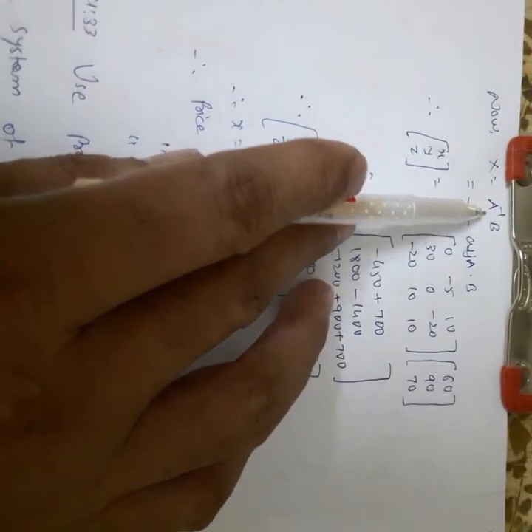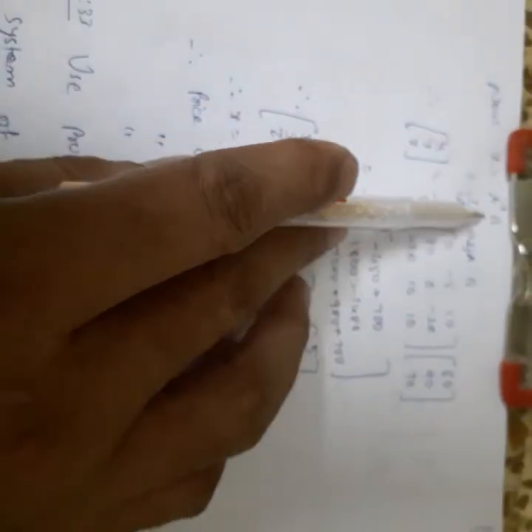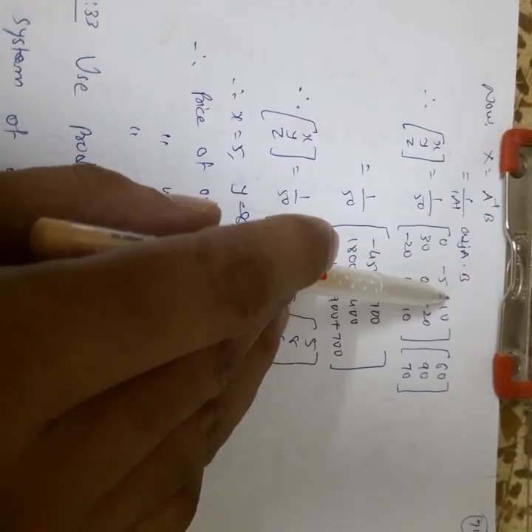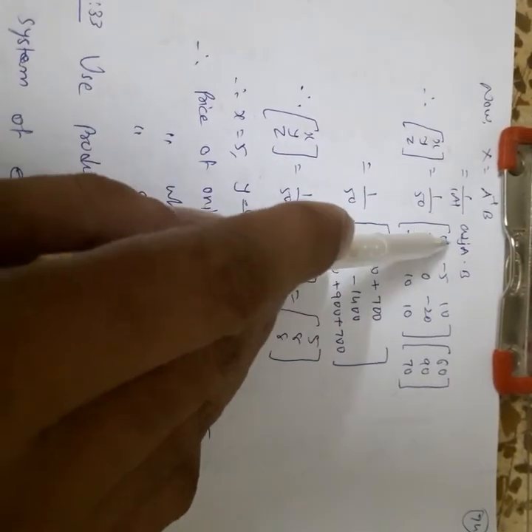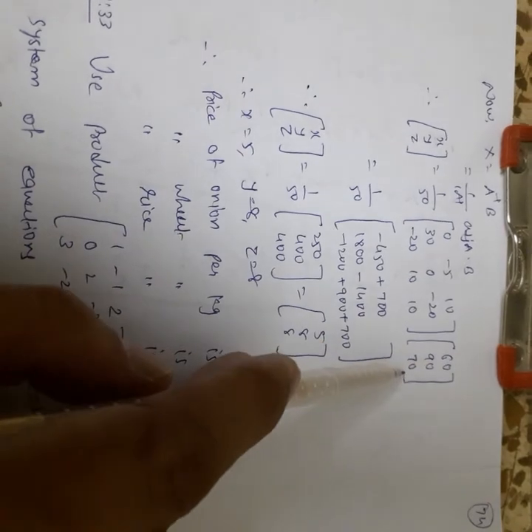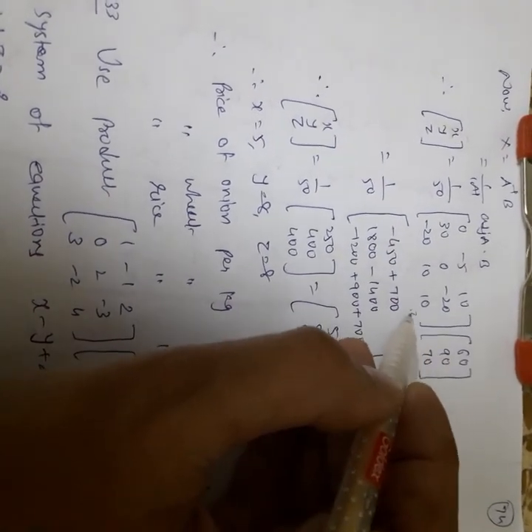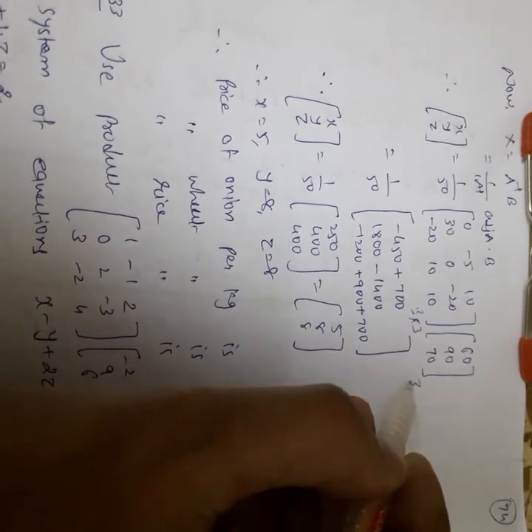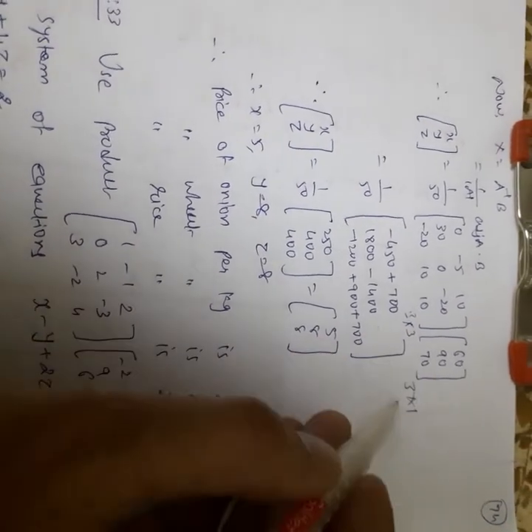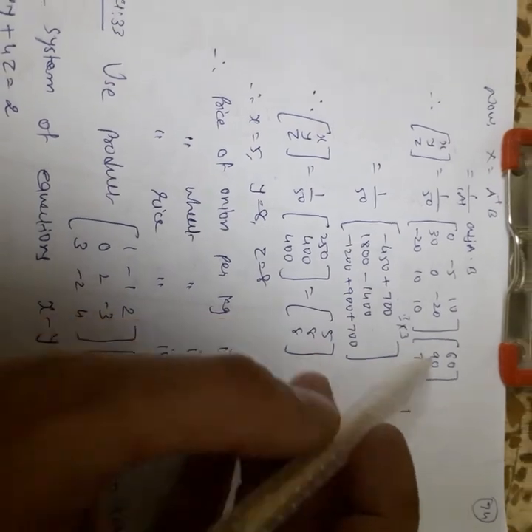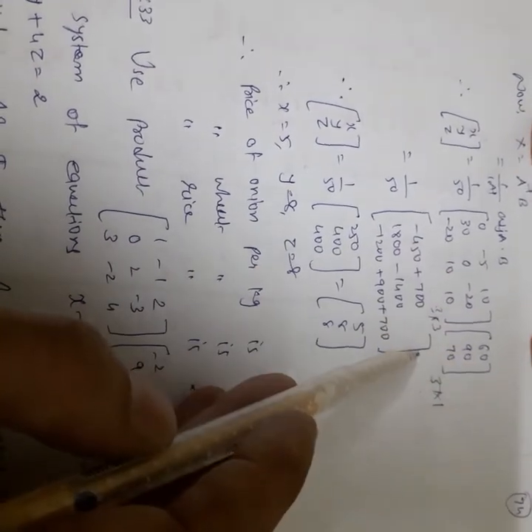So here we take X equal to A inverse B, where A inverse is 1 by determinant A into adjoint A into B. Determinant A is 50, adjoint A is this, and B is 60, 90, 70. It is a 3 by 3 matrix and a 3 by 1 matrix, so the number of columns here is 3 and the number of rows here is also 3.